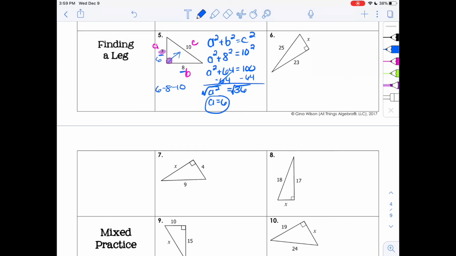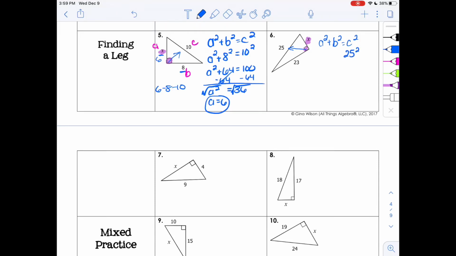Number 6, I have a right triangle with a missing side. So I can use a squared plus b squared equals c squared. My hypotenuse is not missing. So remember, it's the one across from the right angle. It's always your diagonal. So I can substitute in 25 for C.